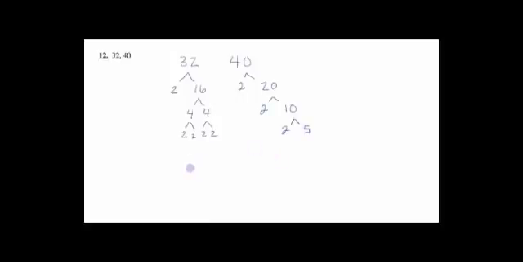So the prime factors I have are 2 and 5. What is the most number of times that 2 occurs in one set? 1, 2, 3, 4, 5 times here, or 3 times here. I need to use it 5 times. 5 shows up just once there, no times there, so I'll use it once. So I have 32 times 5, 160.